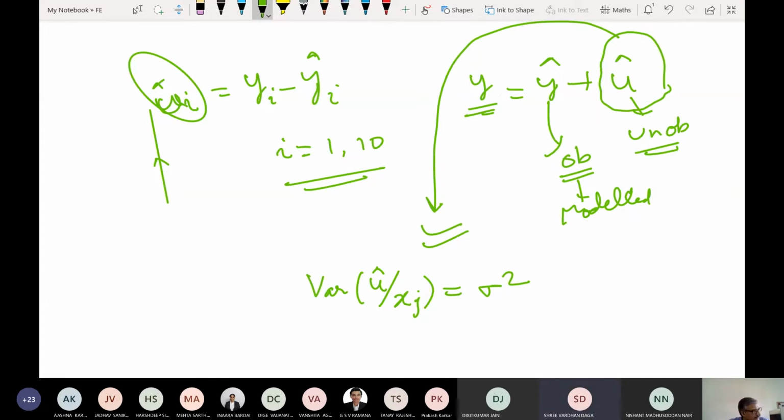Conditional variance means for a particular independent variable, whatever is the series of error terms coming, the variance of that should be constant.